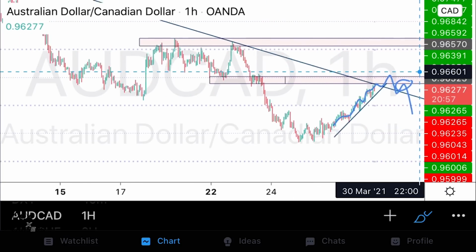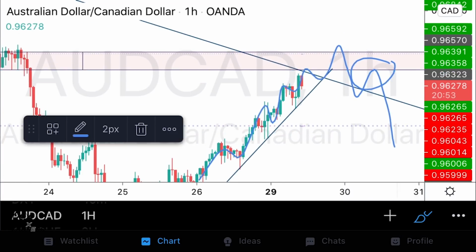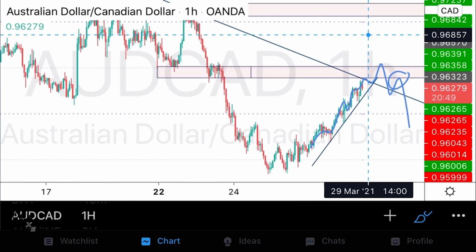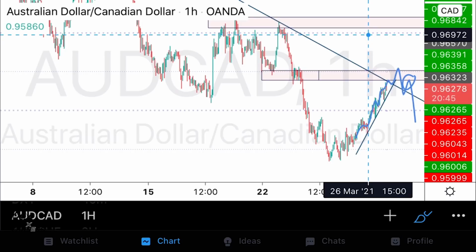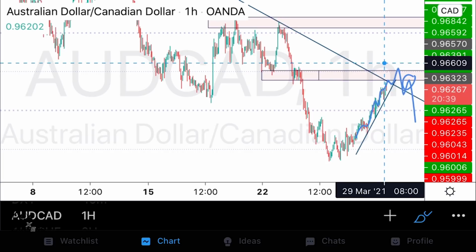The moment we do see that reversal structure happening within this area that we are taking as a point of interest, an area where we're going to look for those probabilities, and also an area where we're going to be able to find a beautiful risk to reward ratio, once we find this entry over here, guys, in this area here, we'll definitely be looking for that selling opportunity.